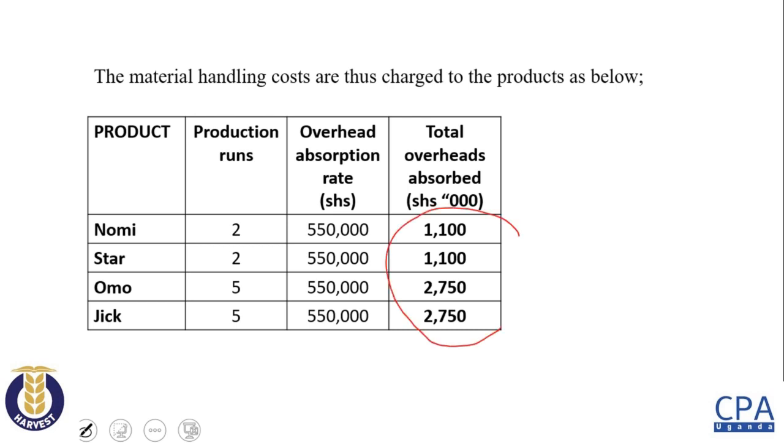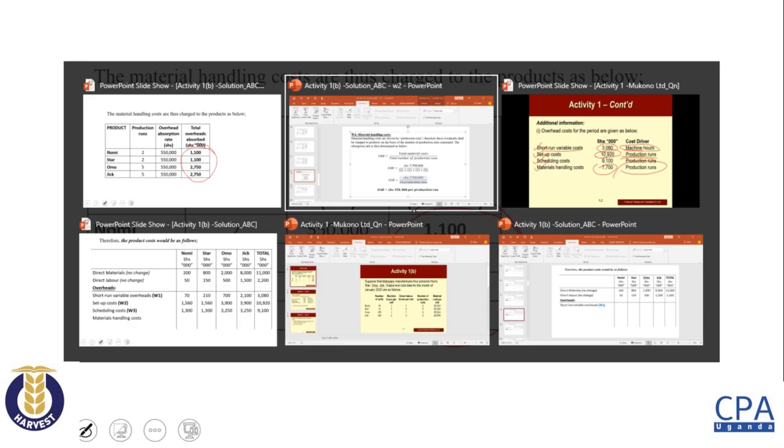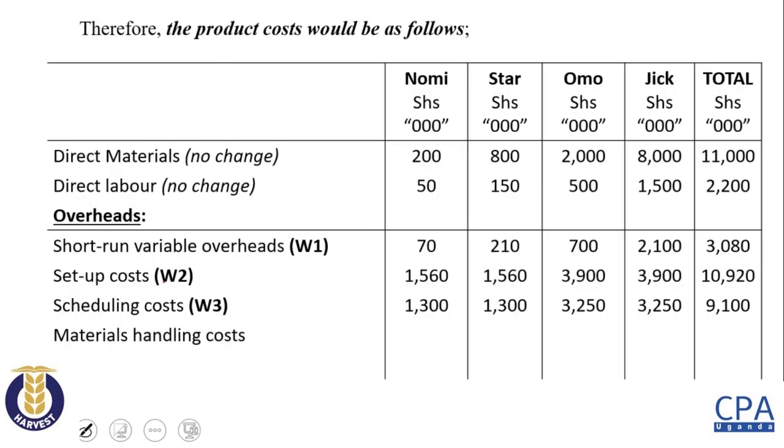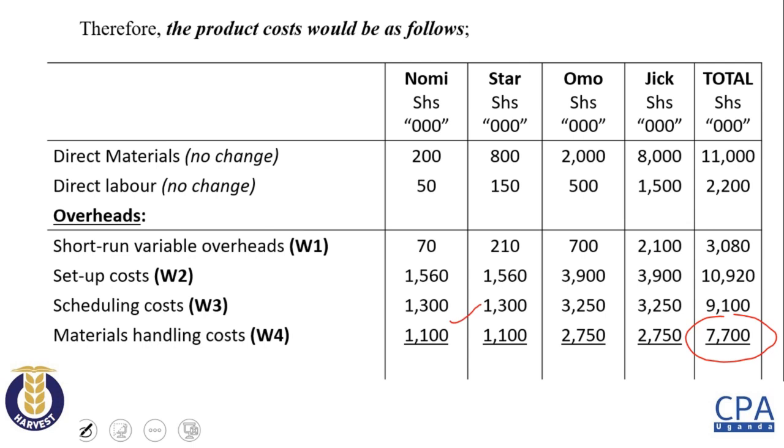And I know very well you've picked up these figures and taken them to the ABC computation schedule. Of course, you've indicated to the examiner that you're working that in working number 4. Yes, those are the figures. Congratulations to all those who have tried. For material handling costs, you have got 1.1 million for Nomi, 1.1 million for Star, 2,750,000 for Omo, and 2,750,000 for Jig. Those who have got challenges, please just rewind this video and try to see how I've worked this one out.